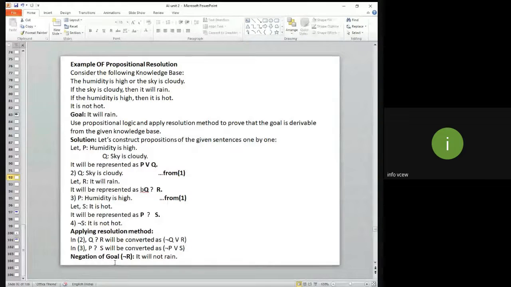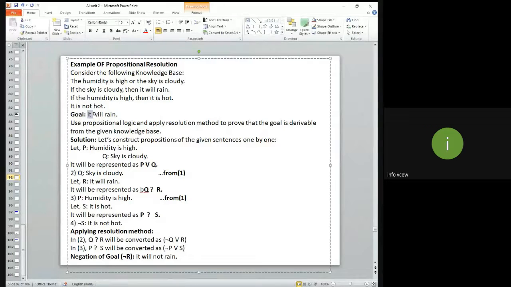Then what is the goal? Here the goal is: it will rain. So what do you want to prove? We take the negation of the goal now. What is the negation of the goal? It will not rain. R is it will rain, so negation of R. Now you understand this?